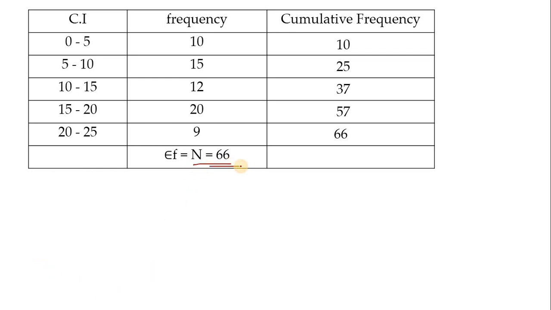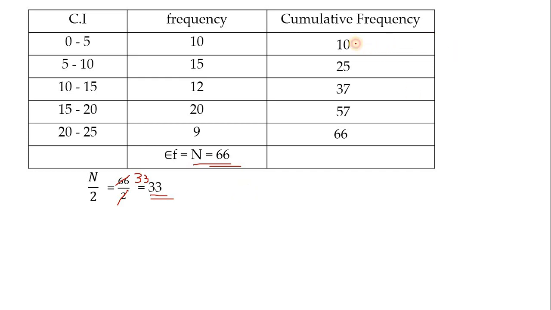Next, look at this. N is 66. Find n by 2. So n value is 66. Substituting that, 2 threes are 6 and 2 33s, so we have got 33. Why we have to find n by 2 is that it only gives us the median class. Hence you have to find n by 2. It is compulsory. Now 33 belongs to which cumulative frequency?